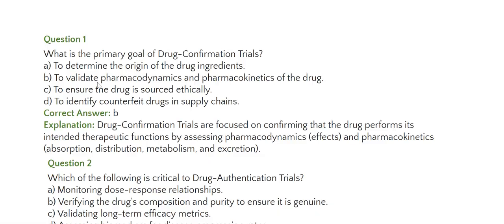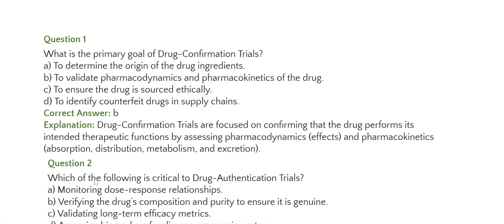So definitely it's B, as the primary goal of drug confirmation trials is to validate pharmacodynamic PD and pharmacokinetic PK of the drug. Drug confirmation trials are focused on confirming that the drug performs its intended therapeutic functions by assessing PD, pharmacodynamic effects, and PK, pharmacokinetics: absorption, distribution, metabolism, and excretion, ADME, as the steps or processes of PK.